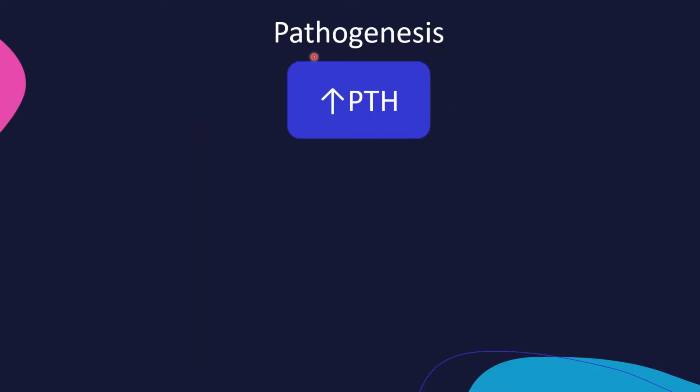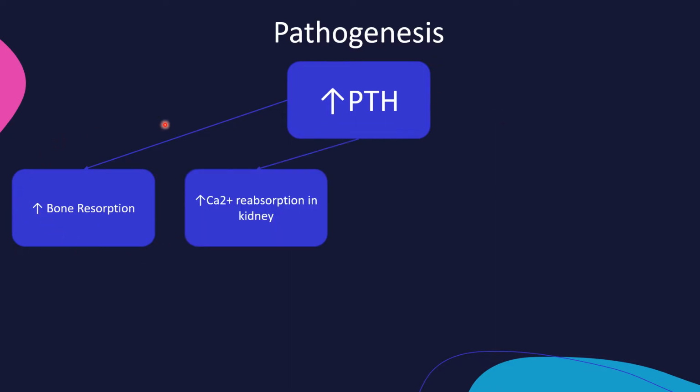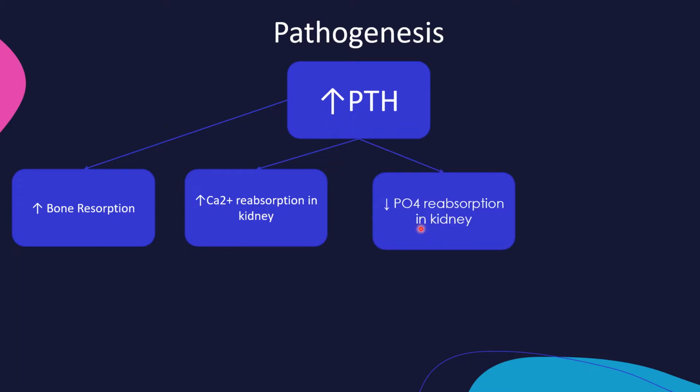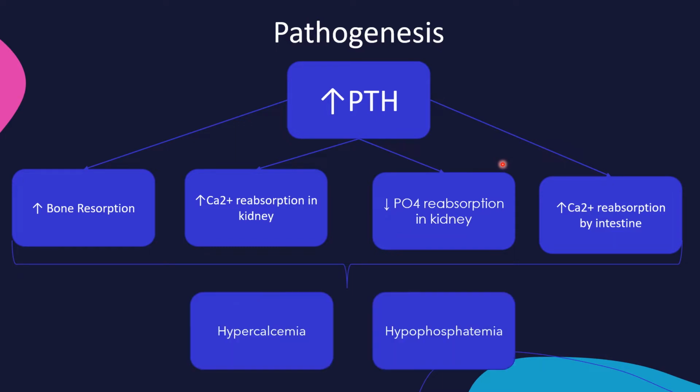The pathogenesis of hyperparathyroidism is that we have an increase in the parathyroid hormone, and this then leads to increased bone resorption, as you probably heard in physiology, an increase in calcium reabsorption in the kidney, a decrease in phosphate reabsorption in the kidney, and an increase in calcium reabsorption by the intestine. This is indirectly through vitamin D and calcitriol. And this would then lead to hypercalcemia and hypophosphatemia.